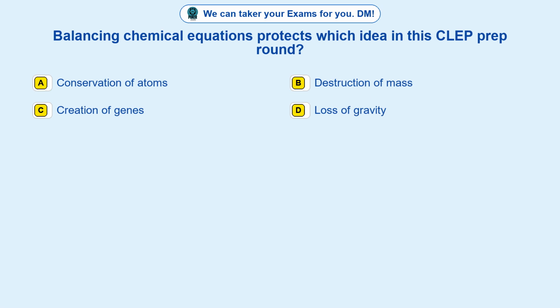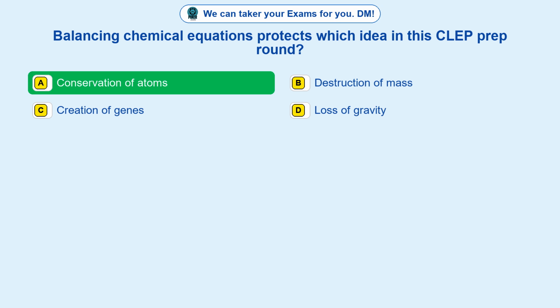Question 39. Balancing chemical equations protects which idea in the CLEP prep round? Option A, conservation of atoms. Option B, destruction of mass. Option C, creation of genes. Option D, loss of gravity. The correct answer is option A, conservation of atoms.